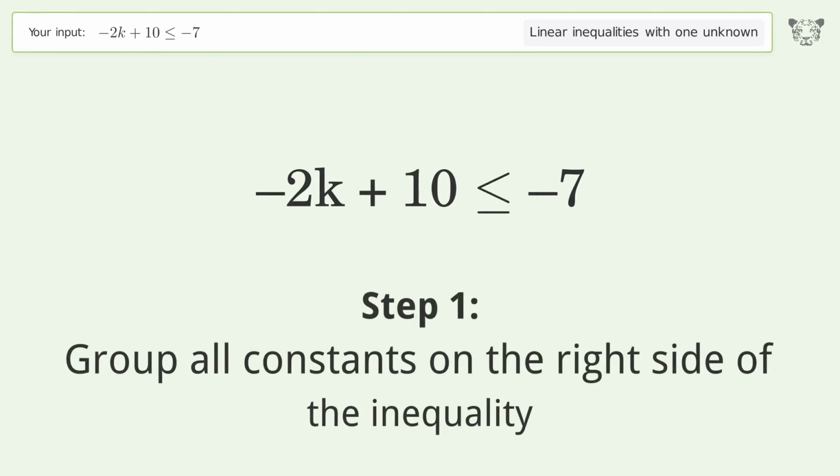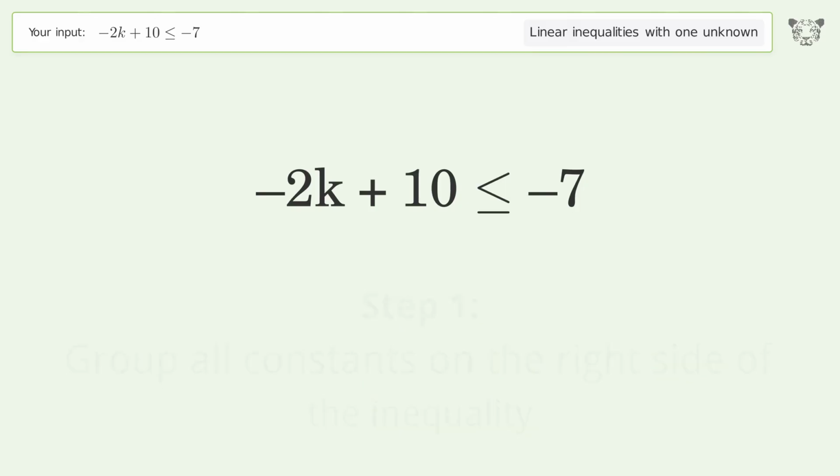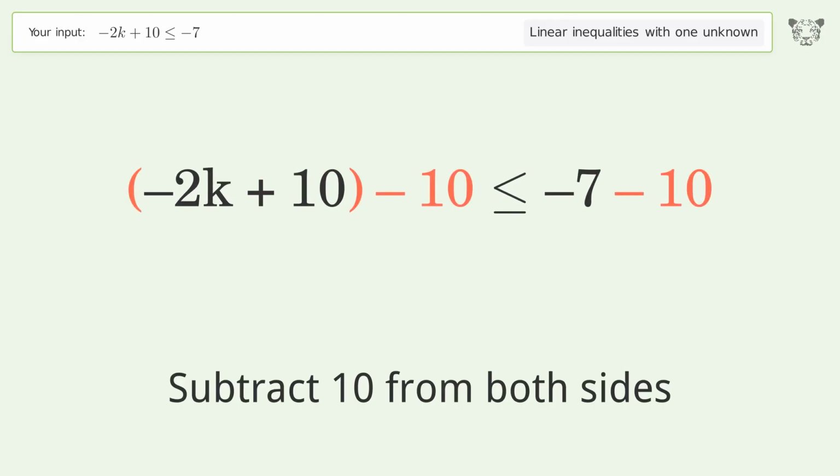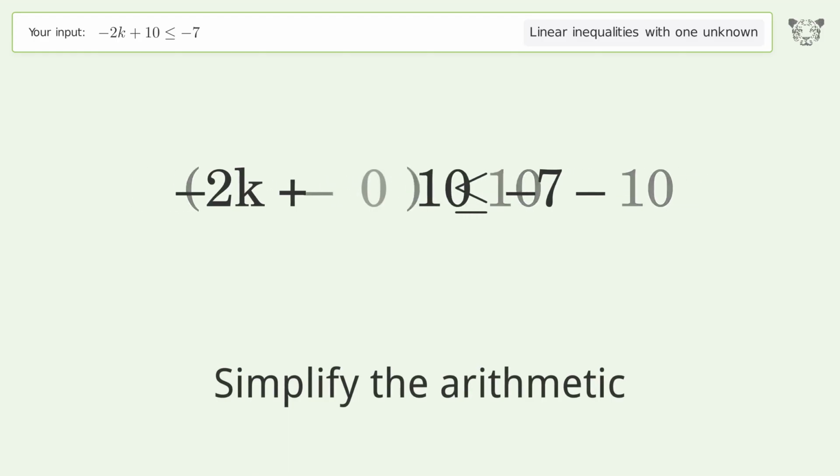Group all constants on the right side of the inequality. Subtract 10 from both sides. Simplify the arithmetic.